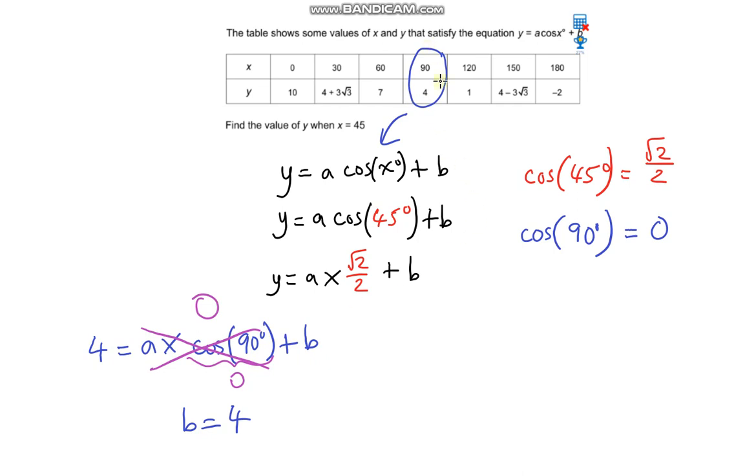So that's why I chose this one here, because the cosine of 90 degrees is 0. Anything times 0 is 0. So this whole thing becomes 0. So all we're left with is b equals 4. So now we've worked out what b is. We just need to work out what the value of a is.